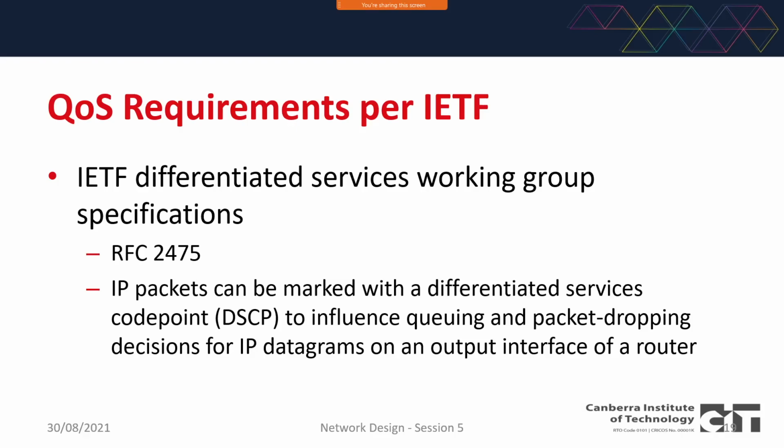IP datagrams. So we can basically tell that a packet should be higher priority than other packets. In other words, every time a router receives a packet like this, it will forward it quicker than anything else.